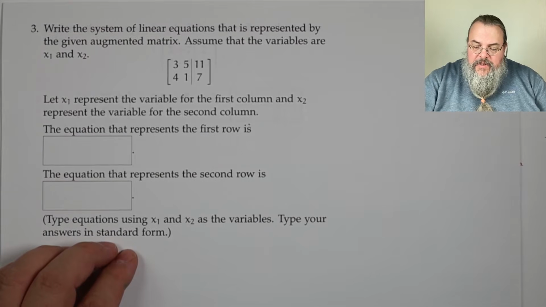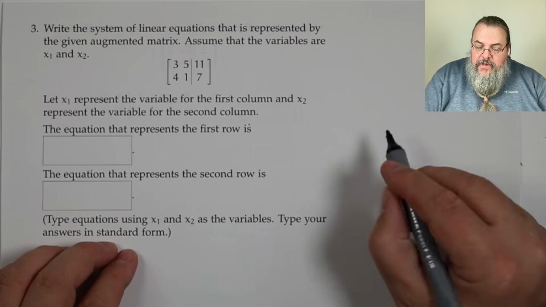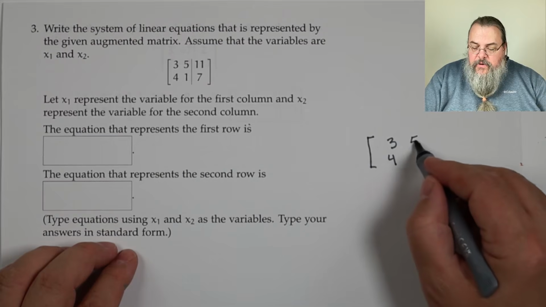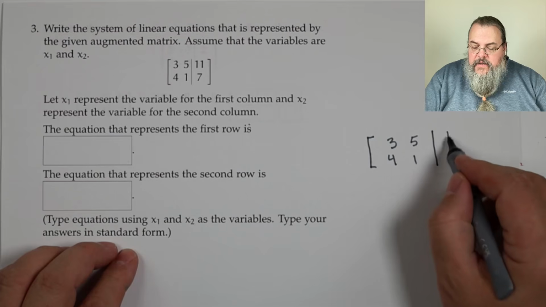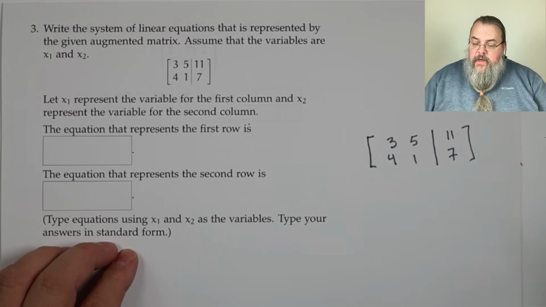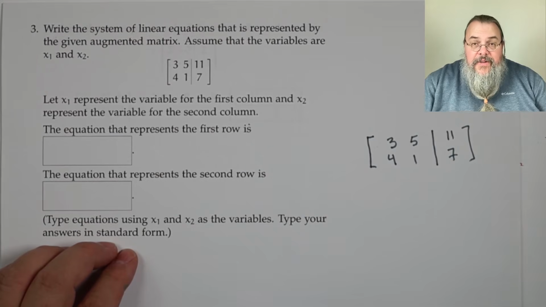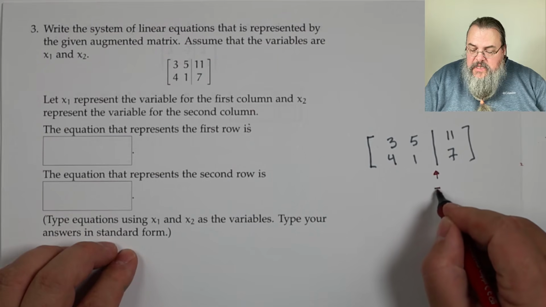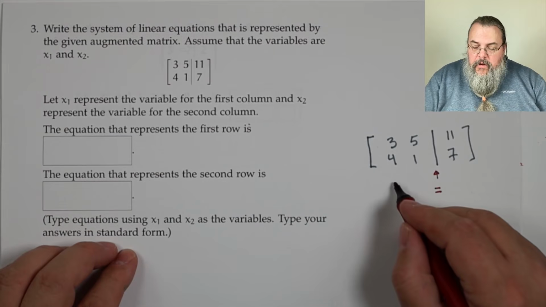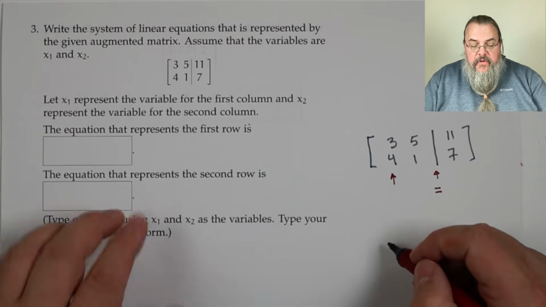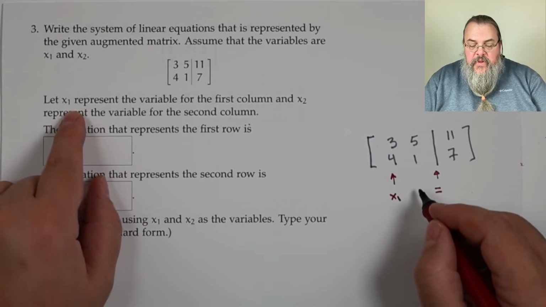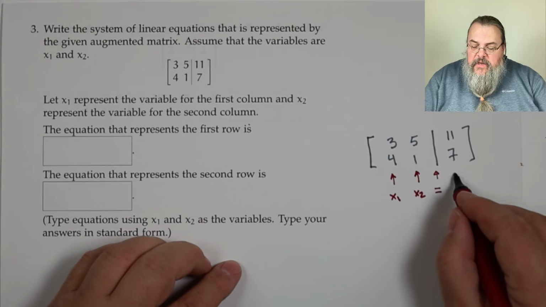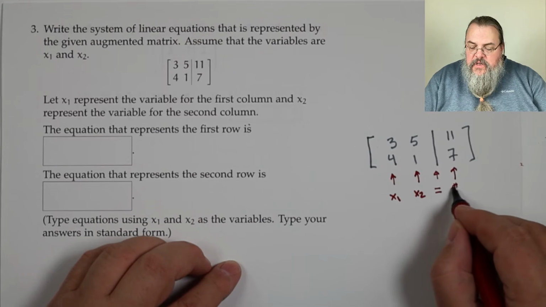So here's the key. What's going on here? Well, I'm going to rewrite this just to point out 3, 4, 5, 1, vertical line, 11, 7. And what we have is that these represent things. This vertical line represents equals. This column is associated with variables, in particular x1. This other column is associated with the variable x2. And then now these are just numbers. Now here's the thing.